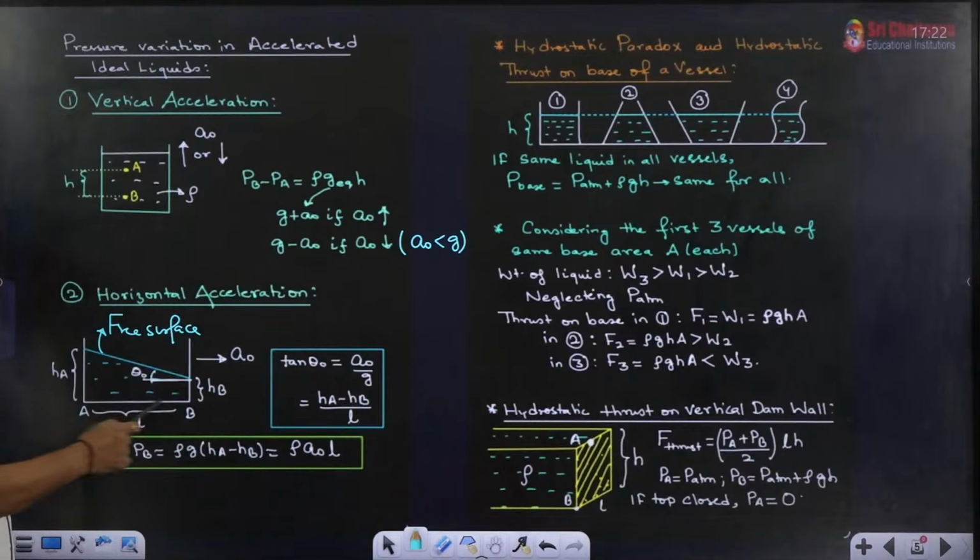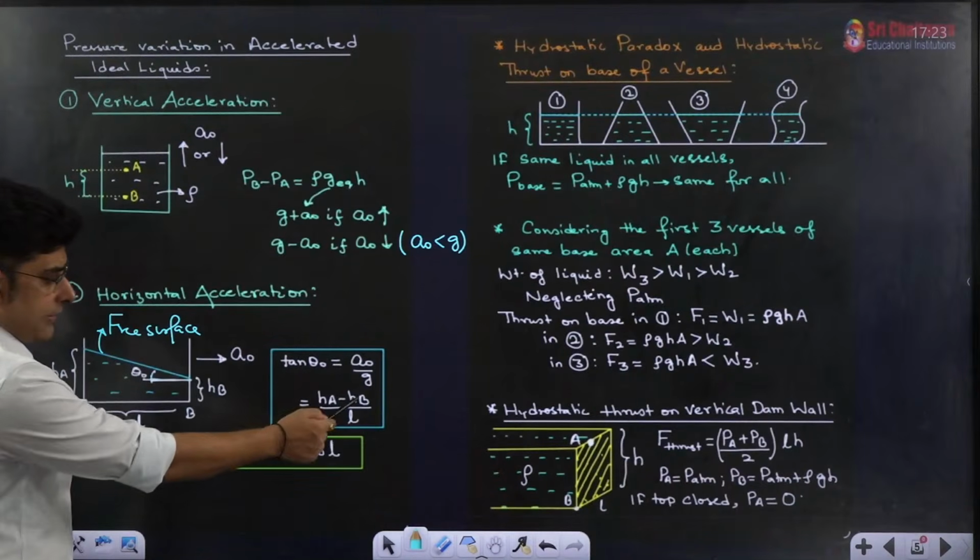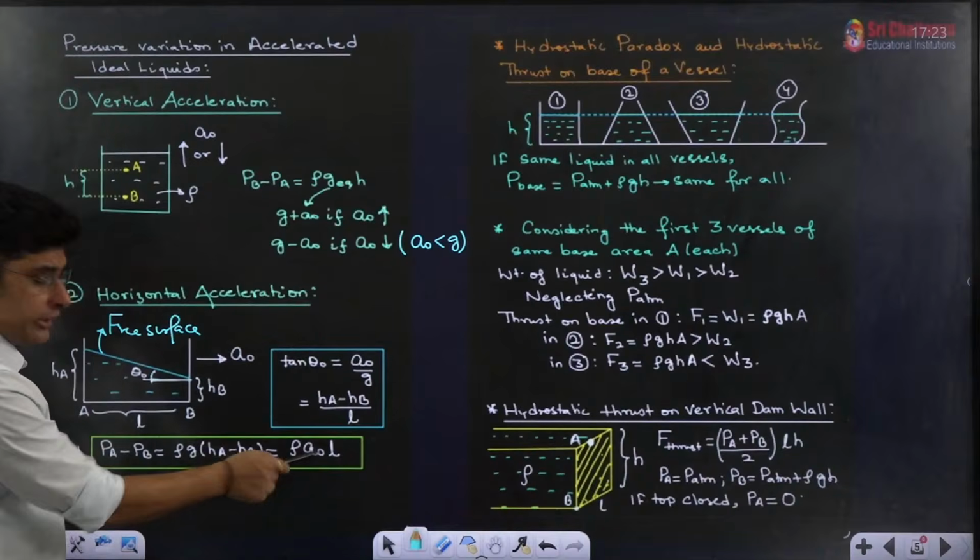Now if they ask you the pressure difference between the points A and B, even though A and B are at the same horizontal level, A has now become deeper. It is at a depth HA, whereas B is at a depth HB. So with more depth at A, PA minus PB is rho G into HA minus HB. But we just saw HA minus HB is A naught by G into L, so you get rho A naught L.